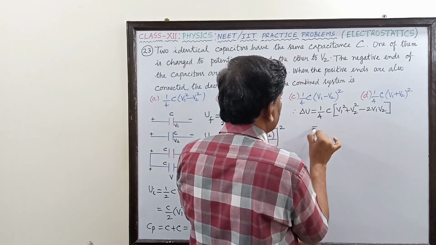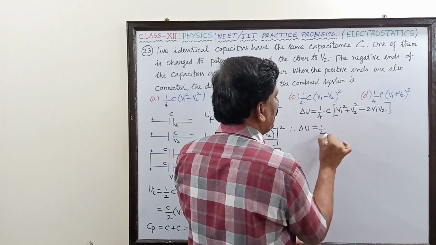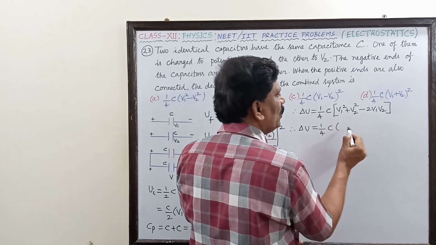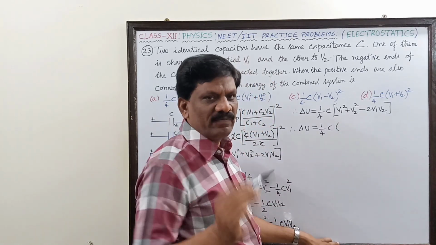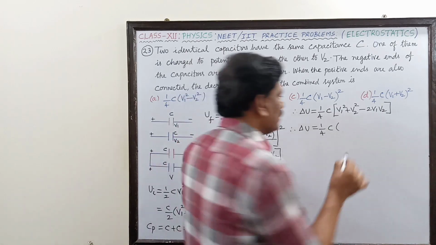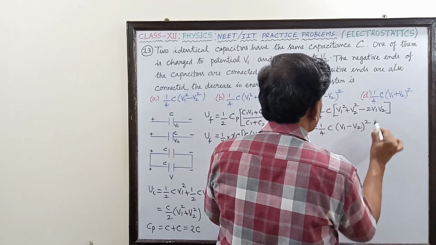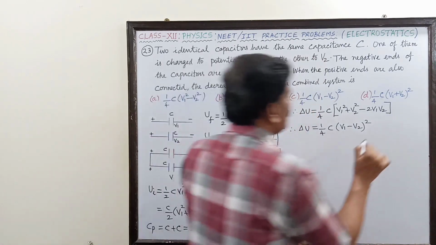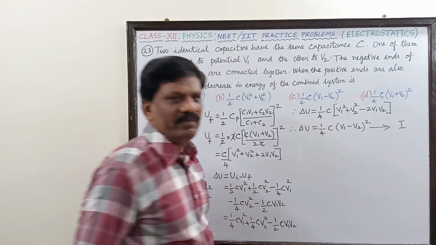So this delta U, loss of energy, must be equal to 1 by 4 into C into V1 square plus V2 square minus 2 V1 V2, which is V1 minus V2 the whole square. So this is method 1. By method 1 we have got the answer.